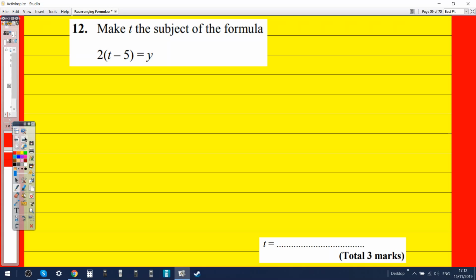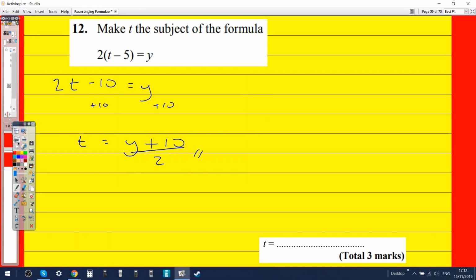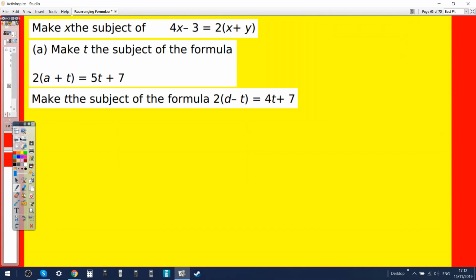Same. Okay, how do we do this? Make t the subject of the formula. 2t minus 10 equals y. And then plus 10 on both sides, and divided by 2. So y plus 10 over 2. And that'd be simplified to y over 2 plus 5. Yeah, you could do that. This way is not bad either. Okay. It's the same.